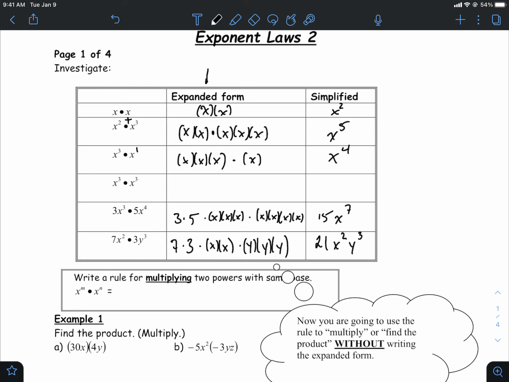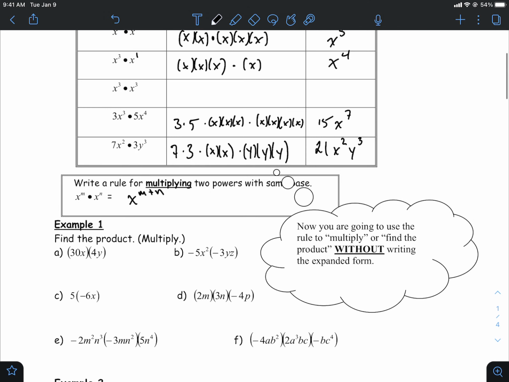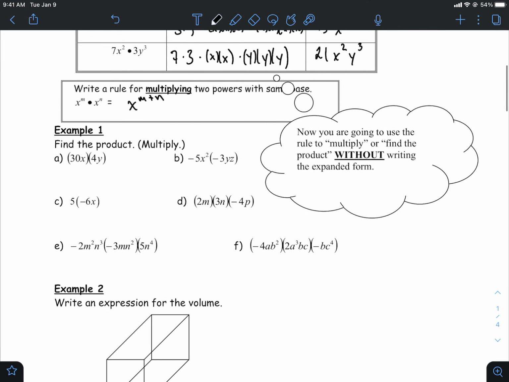Does anybody have any questions, comments, or concerns? Okay, and so in that box, as a rule again, in case you lost your nice Bible sheet I gave you with all your power laws, you're going to add the exponents.